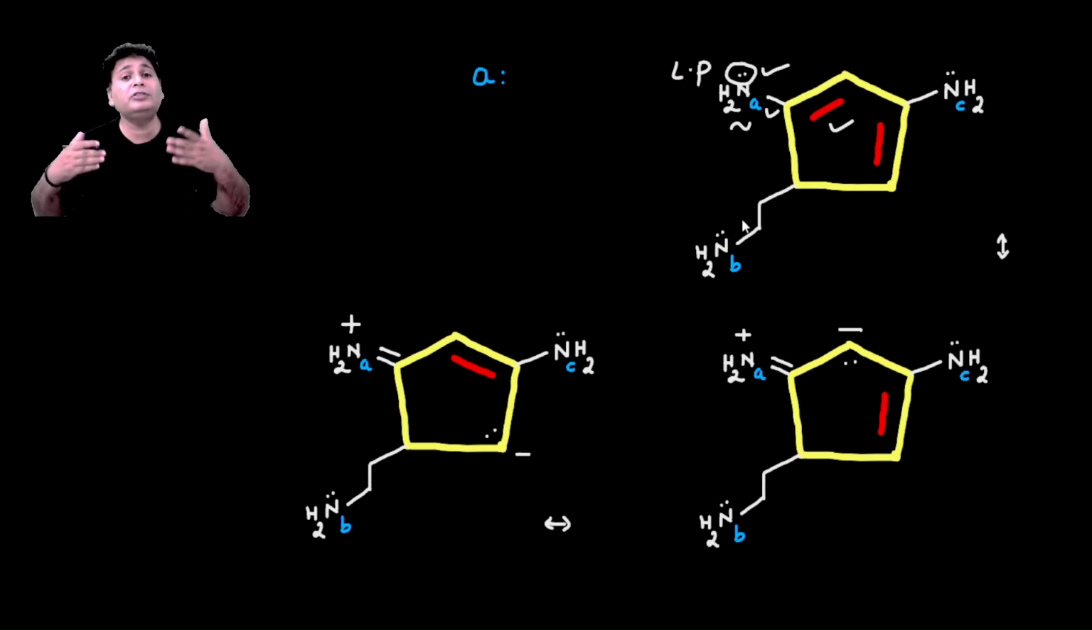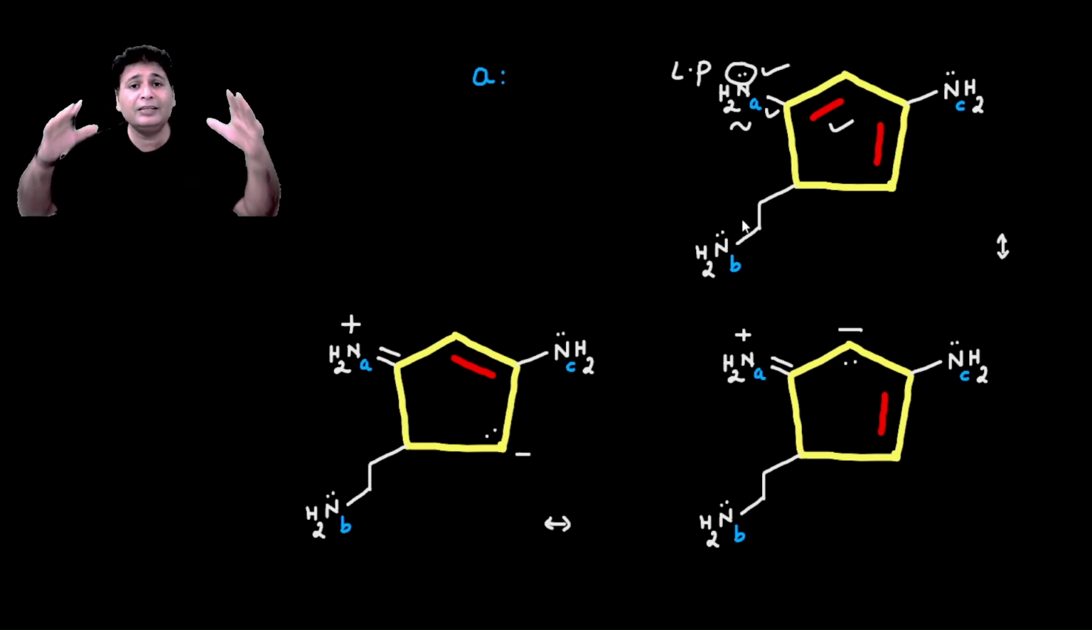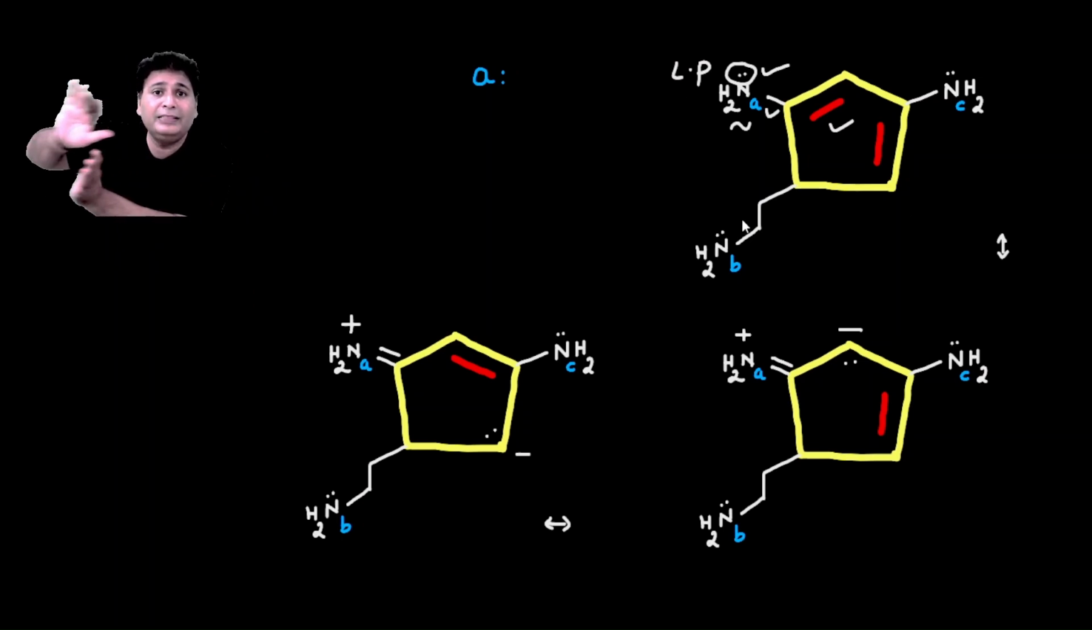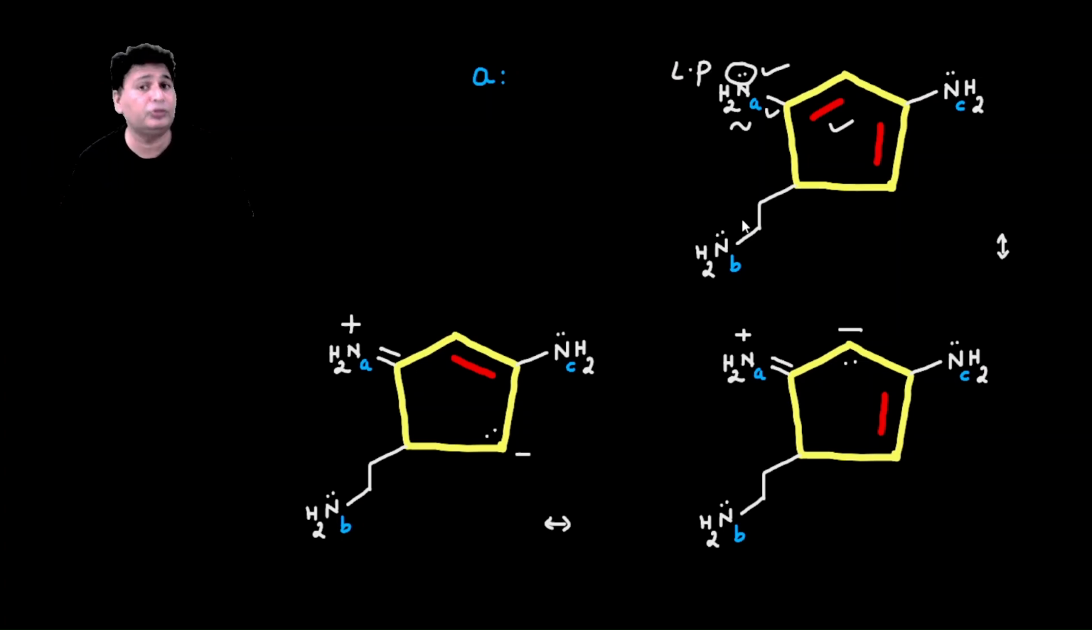So how does this conjugation create a threat to the basicity of this nitrogen, to the availability of this lone pair on nitrogen? Then you should understand, since there is a conjugation, the lone pair will get delocalized, it will get spread, and as it engages somewhere else due to resonance, due to conjugation, it is not going to be available on that nitrogen.